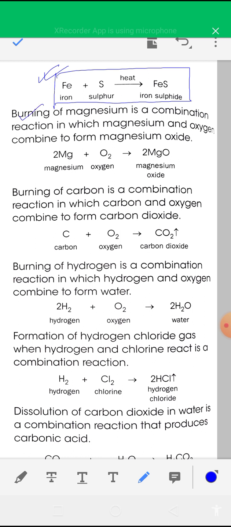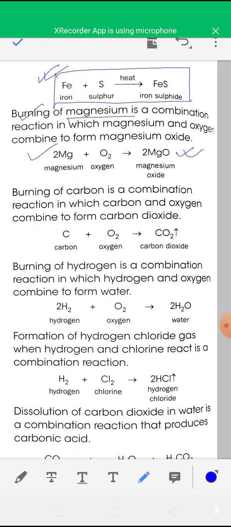One more example: burning of magnesium. Burning means reaction with oxygen. Remember that burning of anything means reaction with oxygen. So burning of magnesium means reaction with oxygen. A reaction of magnesium with oxygen is a combination reaction. In this reaction, magnesium directly combines with oxygen to give magnesium oxide. So this is another example of combination reaction.